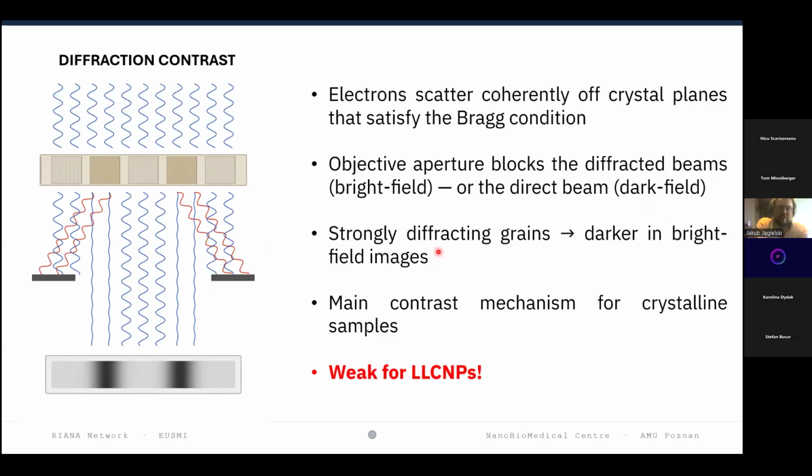Next, we have diffraction contrast, which dominates imaging of crystalline material like metals, but it is also unfortunately weak for our systems. This mechanism relies on coherent scattering from crystal planes satisfying the Bragg conditions, but the liquid crystalline order in lipid liquid crystalline nanoparticles has periodicities of several nanometers, far too large to produce strong diffraction contrast at typical TEM operating conditions. So again, it is weak for lipid liquid crystalline nanoparticles.